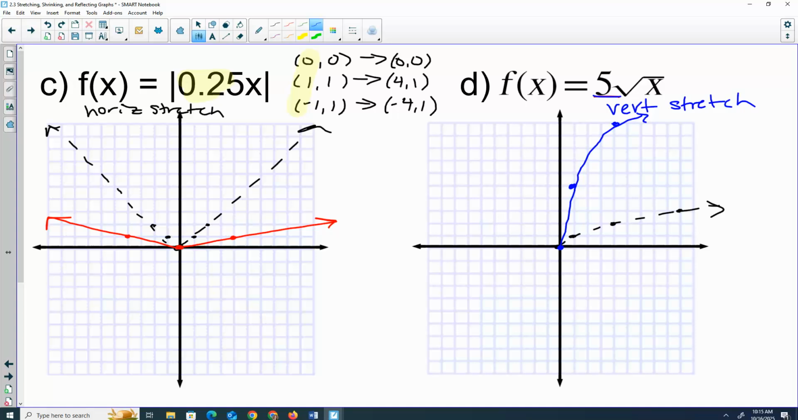All right, so for stretching and shrinking, it can sometimes be hard. My suggestion, if you need to, write your order pairs. Inside, X, opposite. Outside, Y, do what it says.